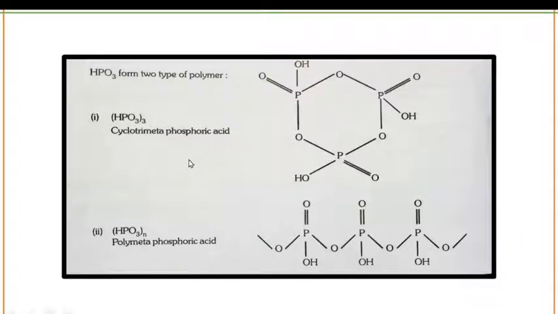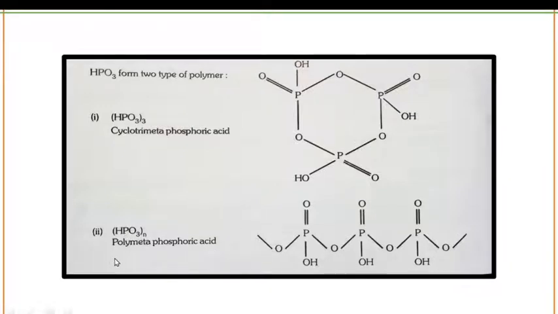Now the most important types of polymer, that is (HPO3)3. You only need to learn the names of these 2 polymers of HPO3. Number 1 is the polymer of metaphosphoric acid, cyclotrimetaphosphoric acid, (HPO3)3. This is the number 1 type of polymer. And number 2 is (HPO3)n, that is polymetaphosphoric acid.